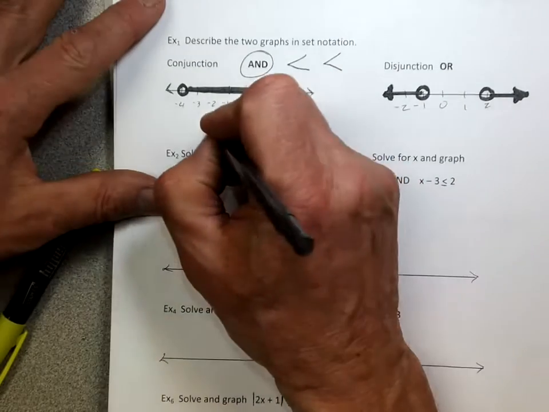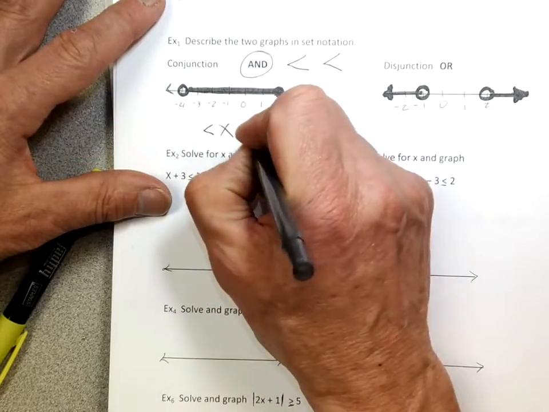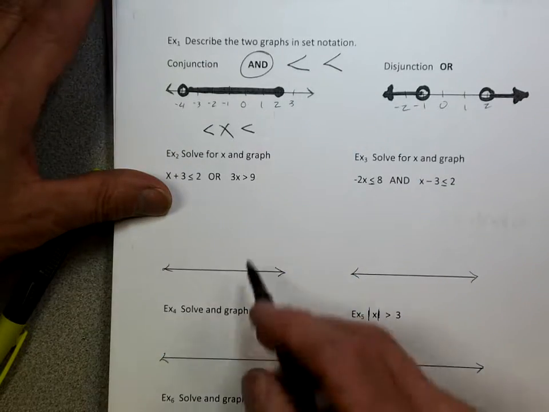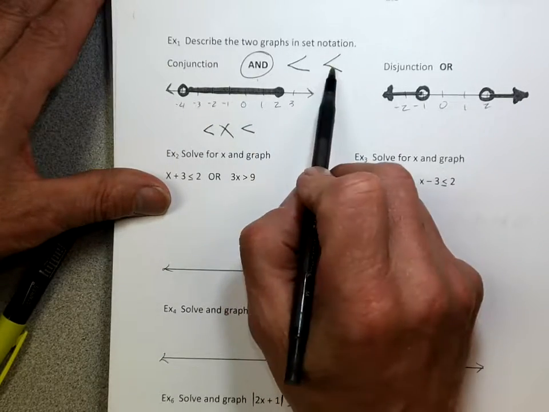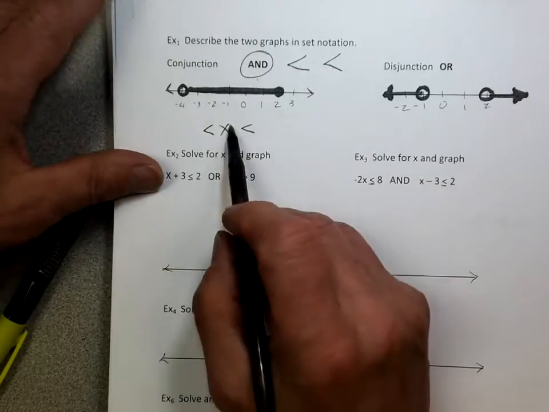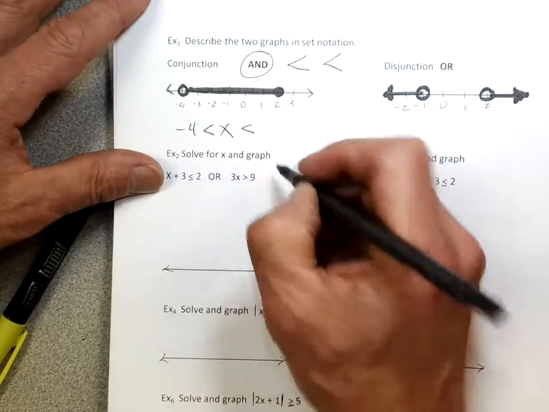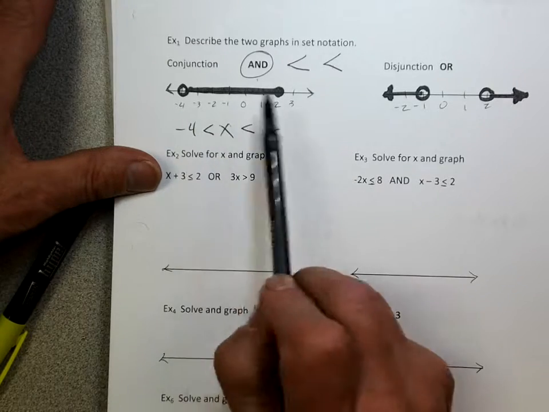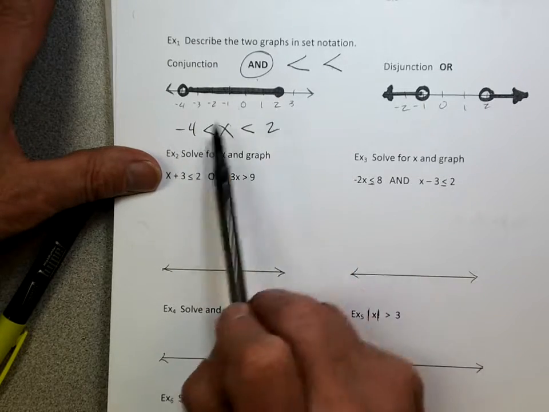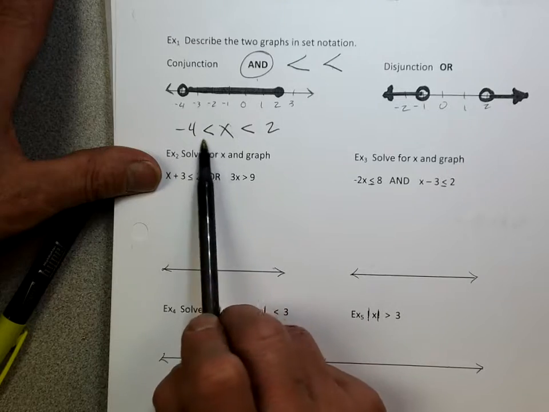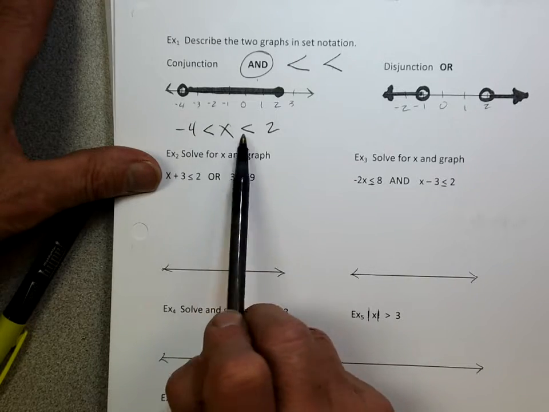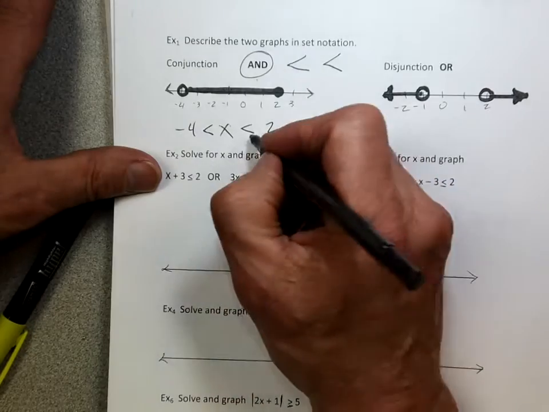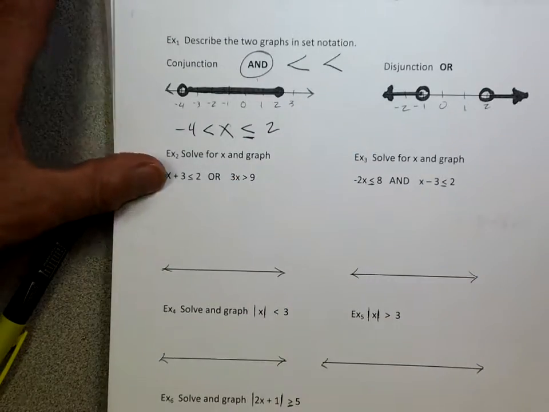So let's see. All right, it's an and statement. Make both inequalities point to the left. Put x in the middle. So I'll put -4 here and I'll put 2 there, right? Because it's in between -4 and 2. It doesn't include -4, so I'm not going to put a little equal sign here, but it does include 2, so I'll put a little equal sign there. Now, that is the answer.